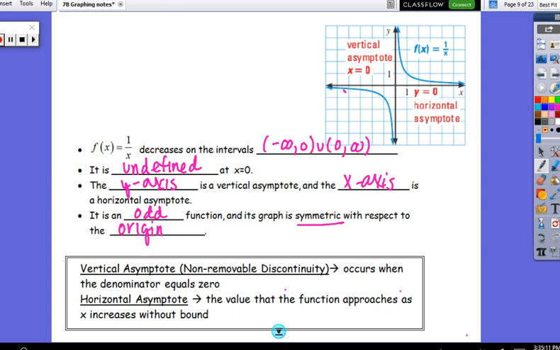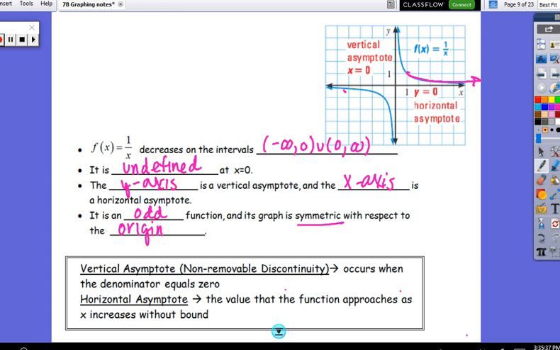Alright, a vertical asymptote is also known as a non-removable discontinuity. It occurs when the denominator equals 0. That's how we're going to find where our vertical asymptotes are. And the horizontal asymptote is the value that the graph approaches as x increases without bounds. So as x gets bigger and bigger, our y is approaching 0. So that's where that horizontal asymptote is happening.